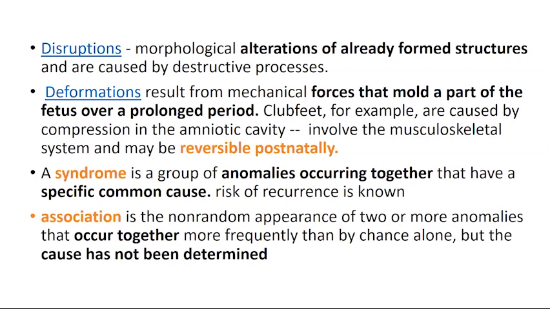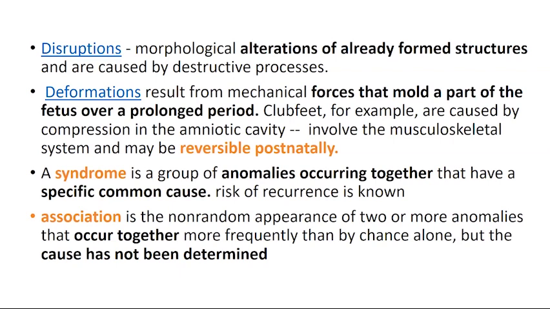For example, it can involve the musculoskeletal system, and this can be reversed postnatally, that is, by surgery you can correct it. Then a syndrome is a group of anomalies, that is, many anomalies occurring together that have a specific common cause. Risk of recurrence is unknown. That is not one anomaly, but many other systems may be involved.